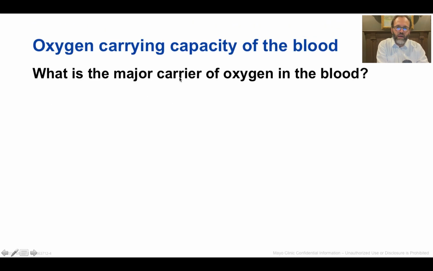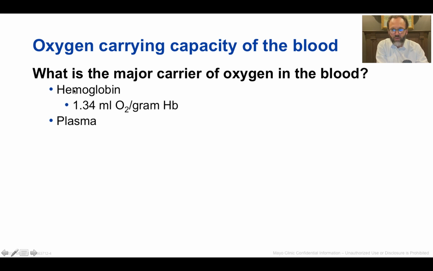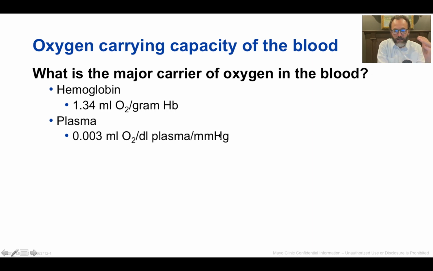When we ask the question, what's the major carrier of oxygen in the blood, you've got two options, one being hemoglobin and the other being plasma. As we've discussed before, hemoglobin can carry about 1.34 mL of oxygen per gram of hemoglobin. With plasma, you can only carry about 0.003 mL of oxygen per deciliter of plasma per millimeter of mercury. And so again, hemoglobin is the predominant carrier of oxygen within the circulation.